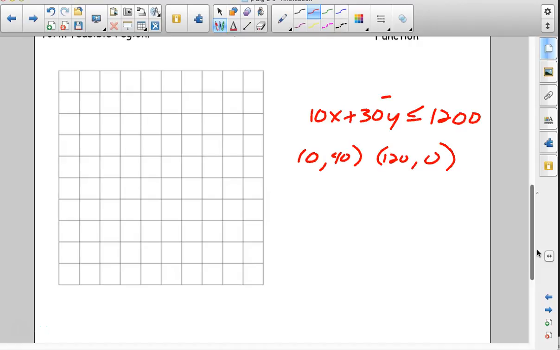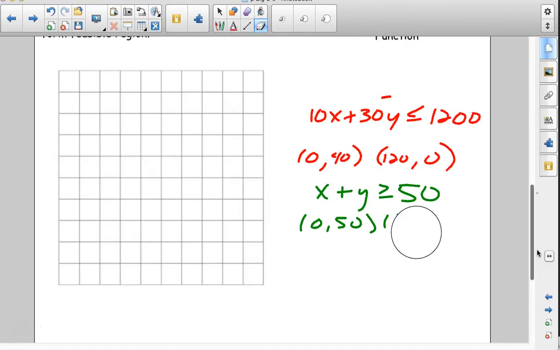But usually what I'll do is I will find all of those numbers first before I put anything on my graph. So I just want to make sure I have room for everything to be accurate. So I'm going to switch colors right now and look at the x plus y and 50 constraint. I realize that's a nice one. You know, your zeros are going to be 0, 50, and 50, 0.